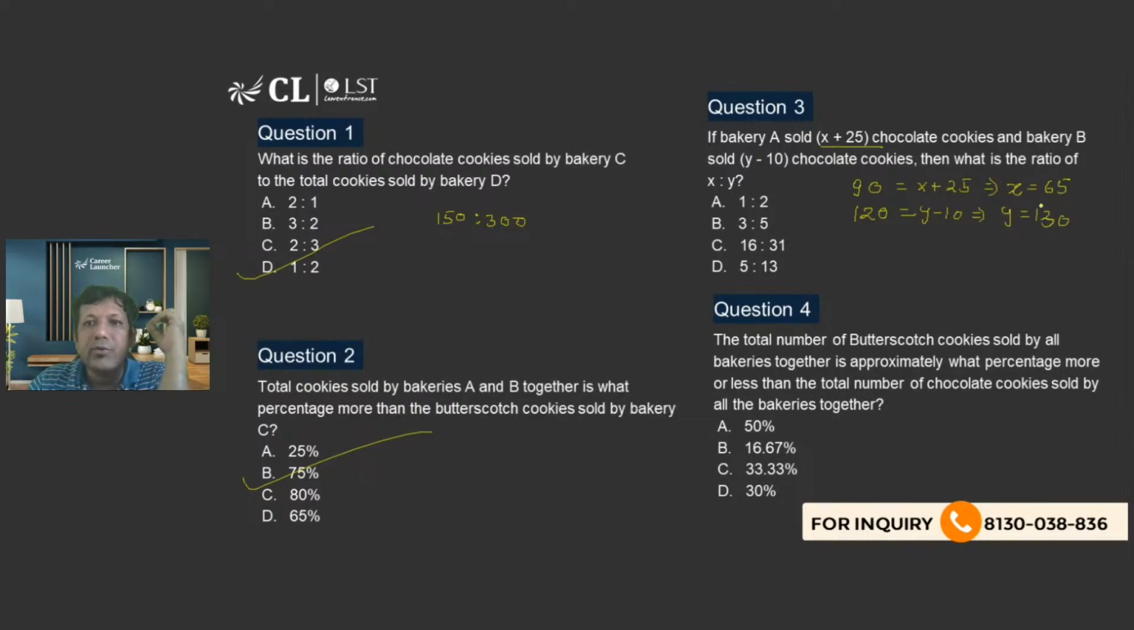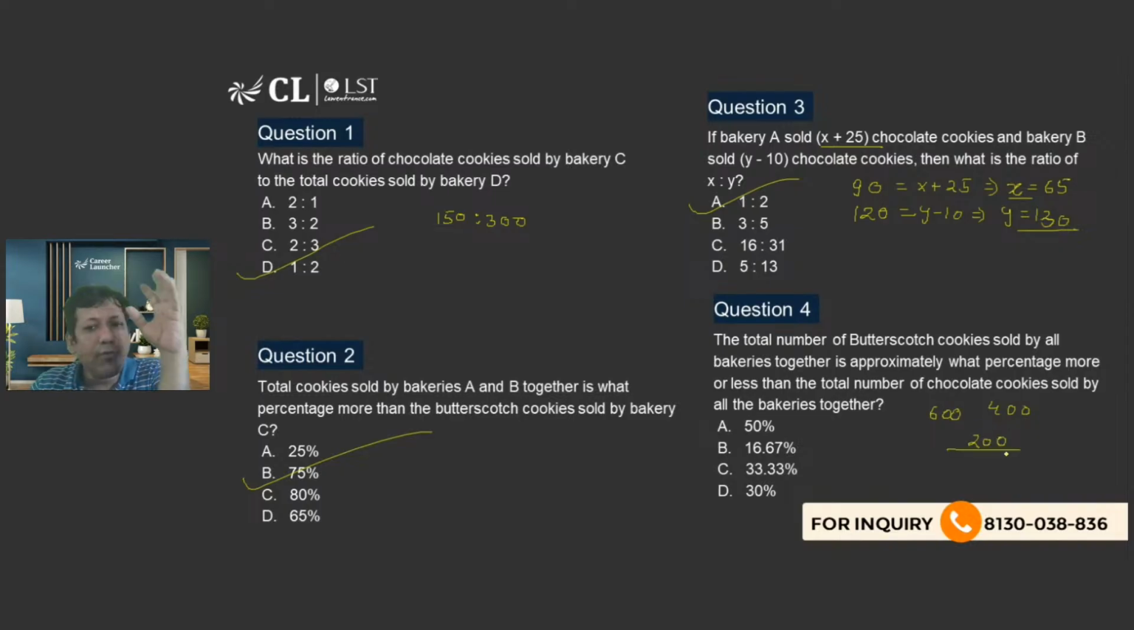Right. So what is the ratio of X is to Y? I can directly see that is going to be option A. Okay. Now the next one, the total number of butterscotch cookies sold by all the bakeries together. So total number of butterscotch cookies that are sold are going to be 400. Is what percent greater or less than chocolate cookies that are sold? Okay, so butterscotch are 400, chocolate cookies are 600. So difference comes out to be 200.